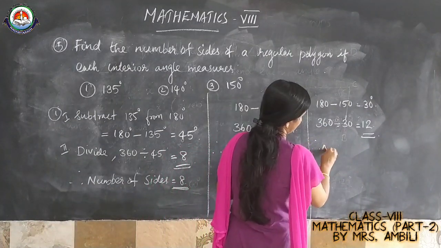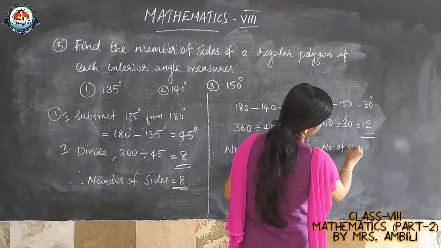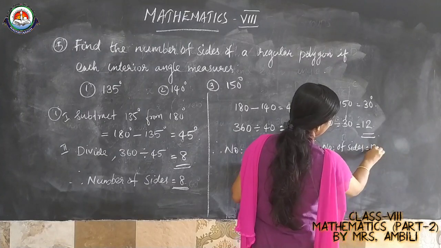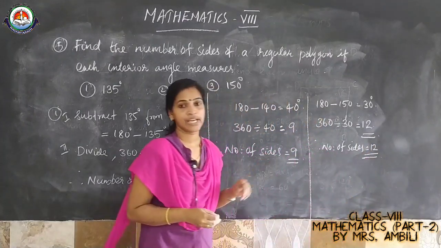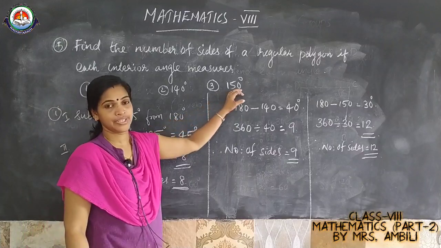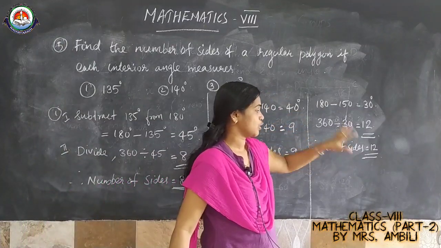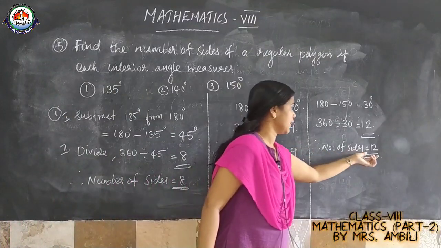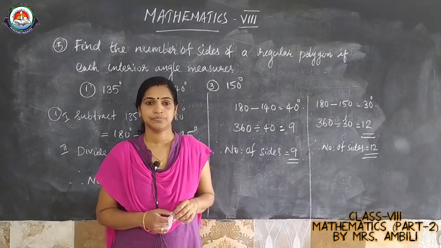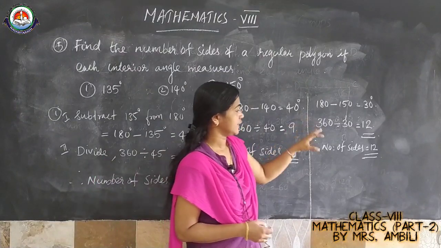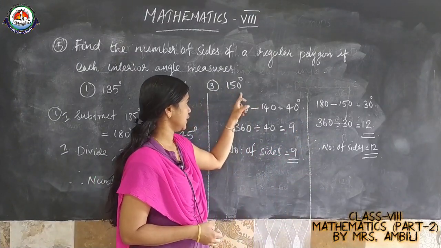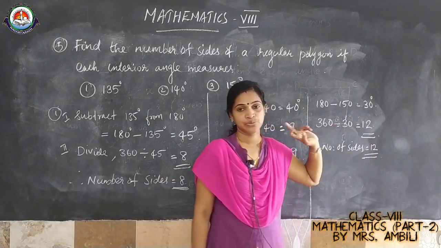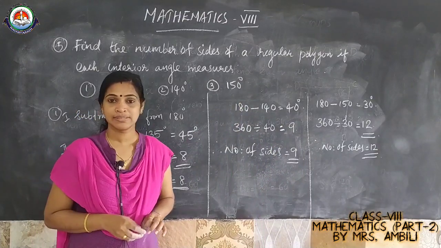Okay. Therefore, number of sides equal to 12. That is, if the interior angle of a polygon is 150 degree, the number of sides of that polygon is 12. That polygon has 12 sides. That is the exercise where I solved some questions here.